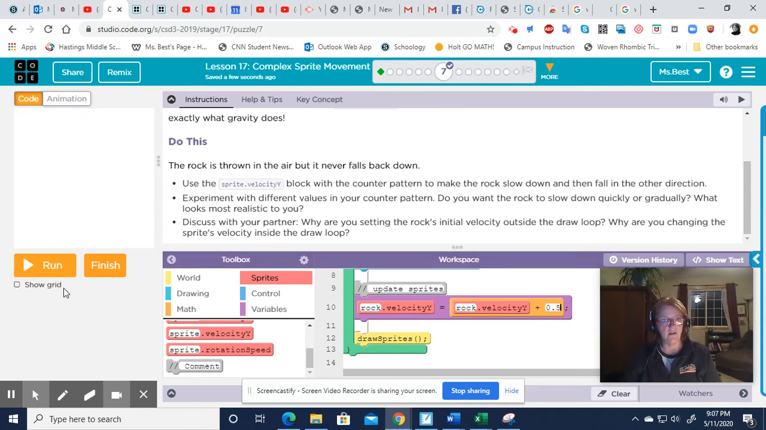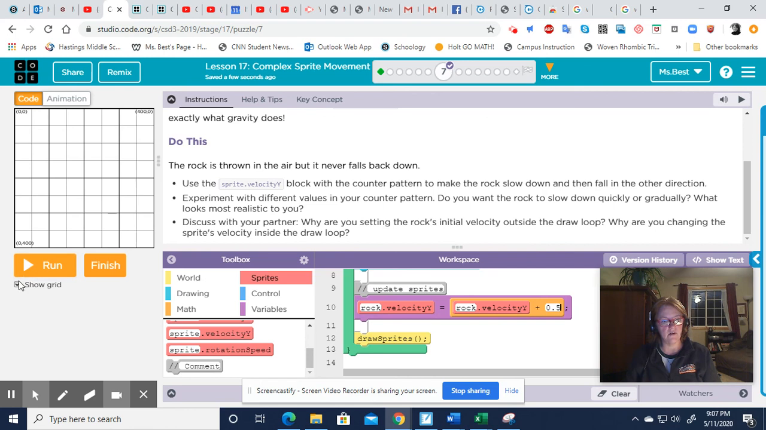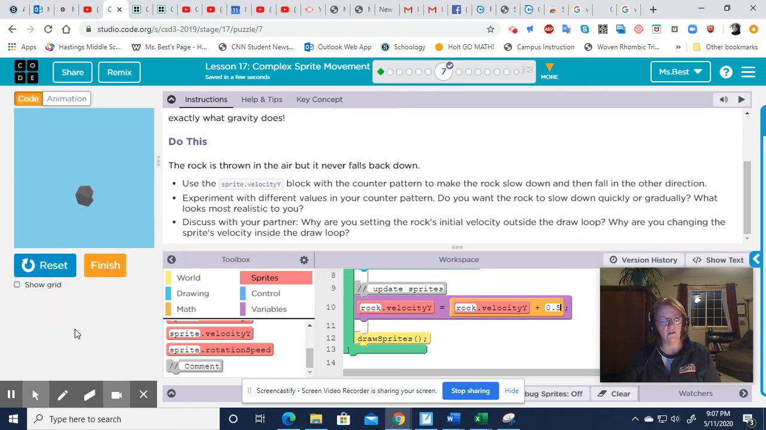Okay, play around and see what happens here. I don't really need the grid. Oh, that didn't get very high either. I don't like that. You keep playing around until you get to a level that you think looks realistic. Okay, so I'm at 3/10. I'm not even getting halfway up the screen. I'd like you to get pretty close to the top.